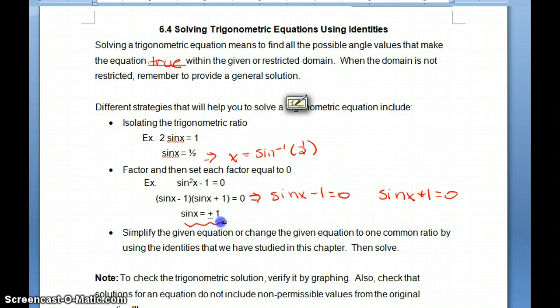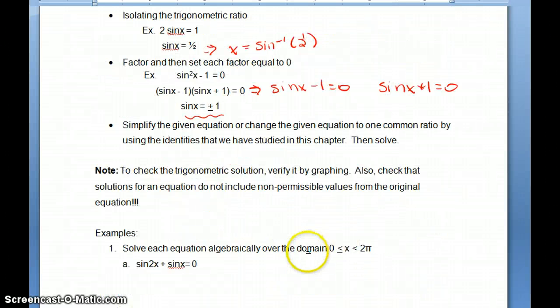And here I just rewrote it as a general all-in-one where we have sine of x is equal to plus or minus 1. Then from there, you could solve for x. Ask yourself, when is sine of x equal to either positive 1 or negative 1? And that is, in degrees, 90 and 270 if you had that restriction of just one rotation of the unit circle. Or it could also be pi over 2 and 3 pi over 2. Okay? So I'm going to scroll on down here.